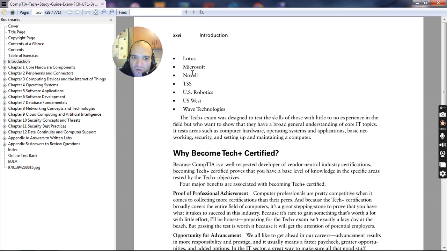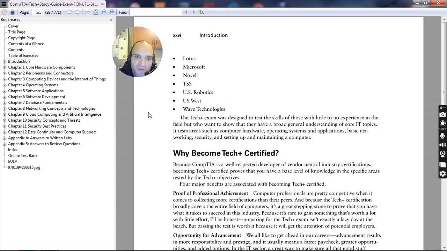Let's move on. Lotus, I believe it's a software company because there is a special software named Lotus Notes. But I don't know if Lotus is existing. Microsoft, Novell, TSS, US Robotics, US West, Wave Technologies.